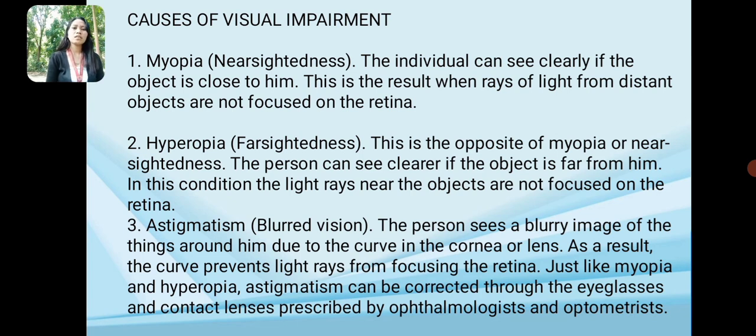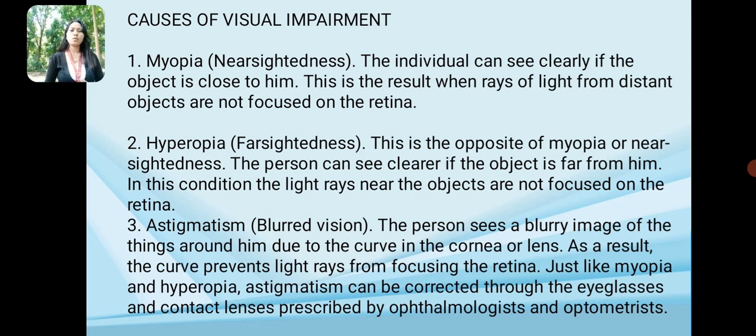The second one is hyperopia or farsightedness. This is the opposite of myopia or nearsightedness. The person can see more clearly if the object is far from him, and in this condition, the light rays from a near object are not focused on the retina. So hyperopia is, as its definition says, the opposite of myopia or nearsightedness, in which the person can see objects clearly if they are far from him.